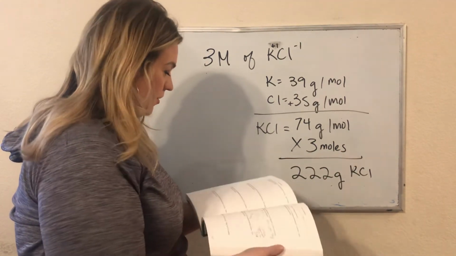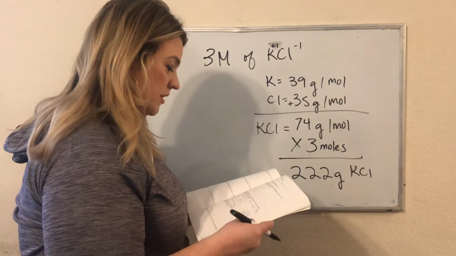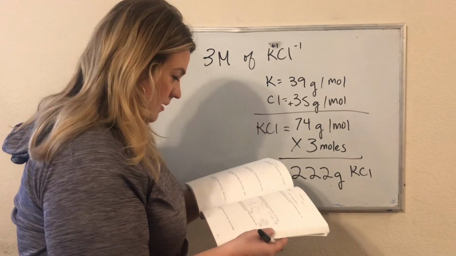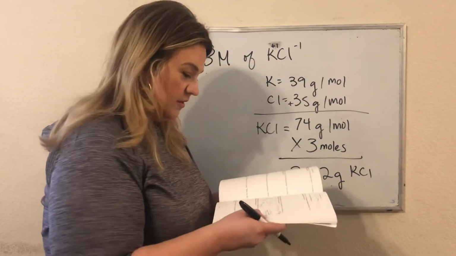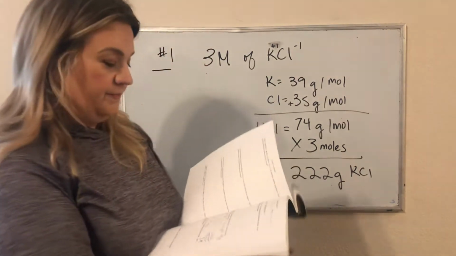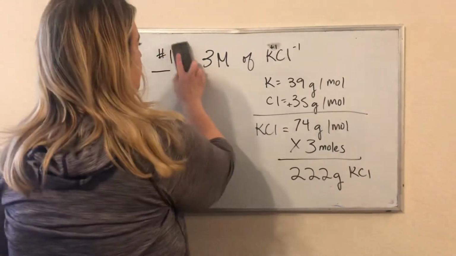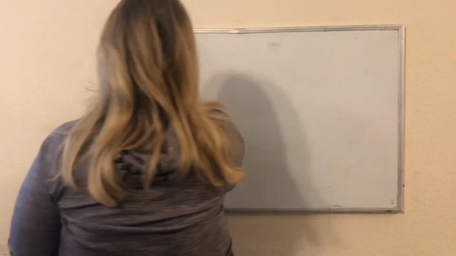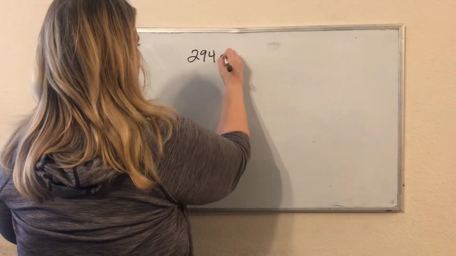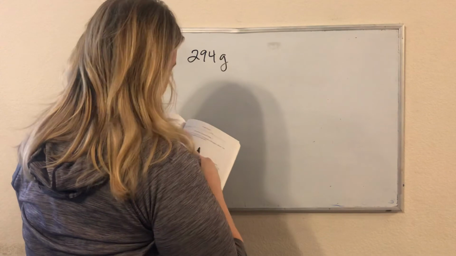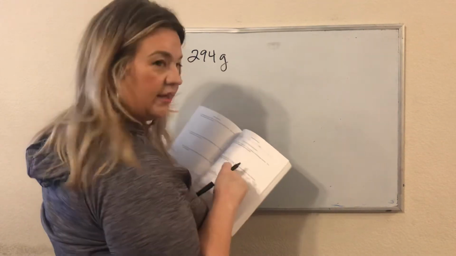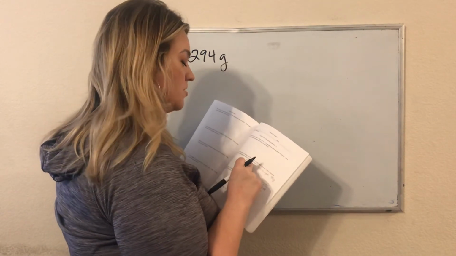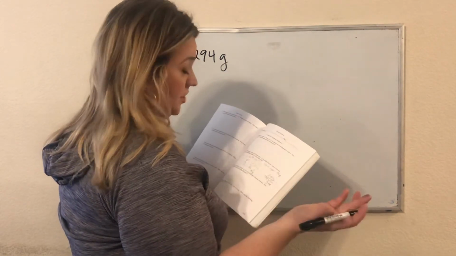And then I picked another example that was a little bit more complicated for you guys. It's on your page 253, number 2. So page 253, number 2. So it says Trish had 294 grams of copper 2 hydroxide. If she added this to 1 liter of solvent, what would be the resulting molarity of the solution, basically?